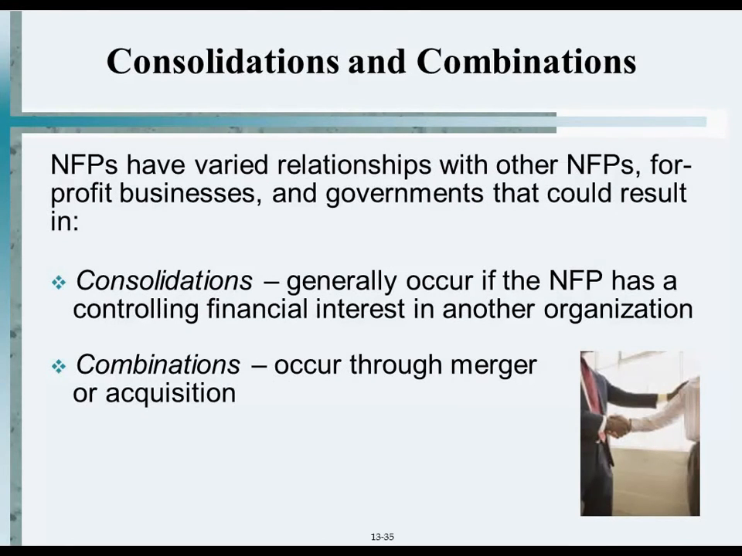And then it talks about consolidation and mergers. You can read about this on your own. This is what happens when one NFP combines with another. If it's consolidation, anyone remember your financial accounting? What method do you use for consolidation? The equity method, right? For consolidation. And combinations, mergers, when two not-for-profits come together.